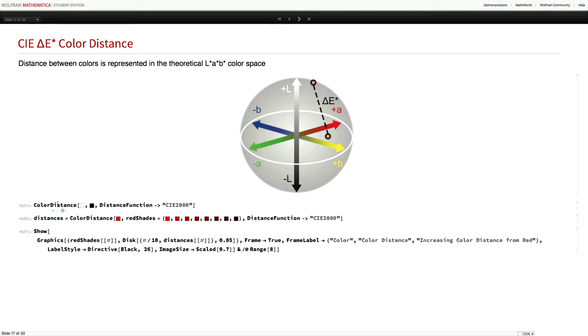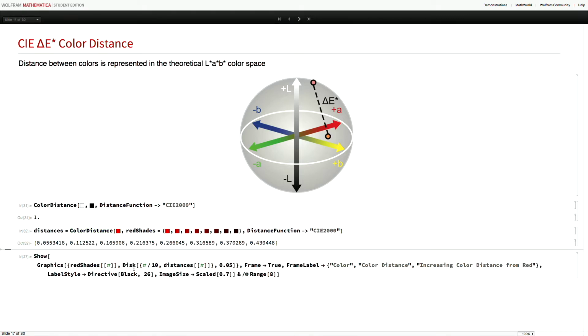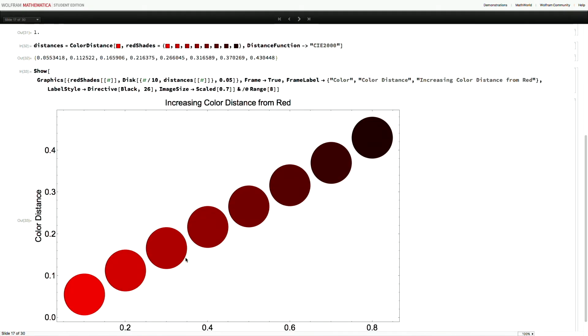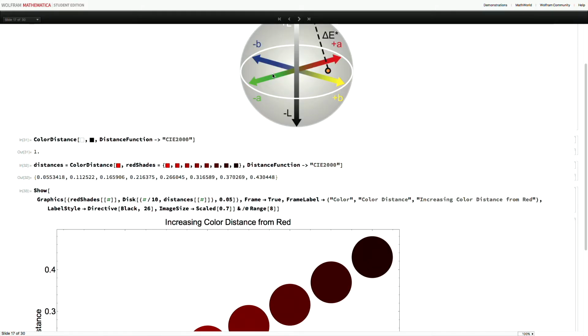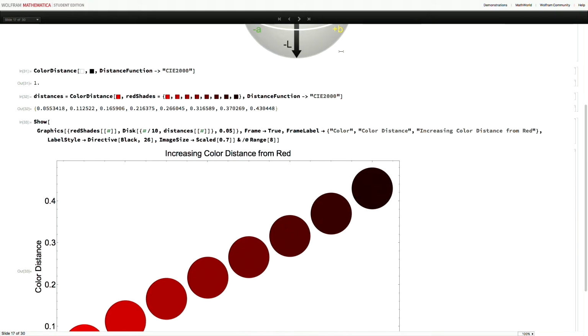Mathematica has a color distance function, and so for example, we can look at white and black. We expect this to have a color distance of 1, which is the maximum, and it does. If we want to look at red's distance between darkening shades of red, we can do that as well. And we see that the distance increases. And in fact, it's a very nice linear increase as we're moving down this axis towards the black side of the LAB color space. And so now we have a way to quantify how different two colors are from each other, which is really the last thing that we need in order to construct a search algorithm.